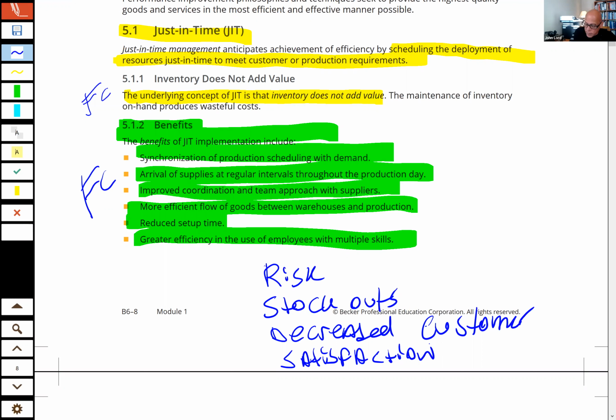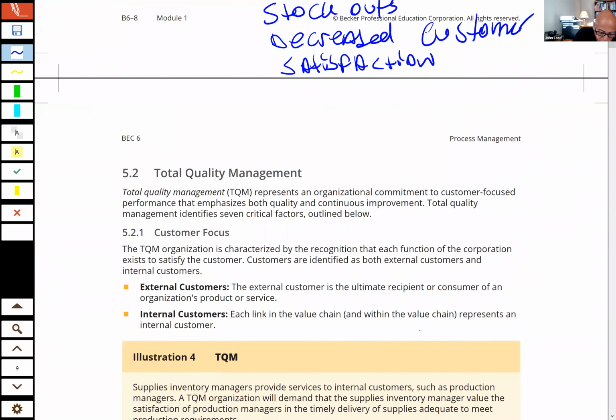Okay, all right, good. Now you come over and you take a look at total quality management. Now, total quality management was all the rage in the 90s. It's not as talked about these days because it's kind of got folded into this whole idea of continuous improvement.